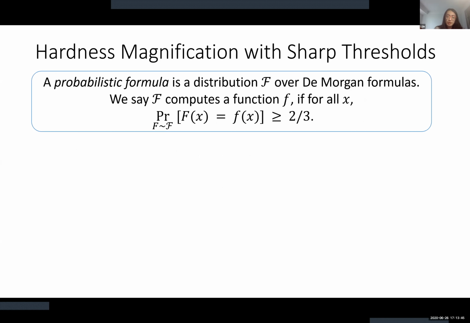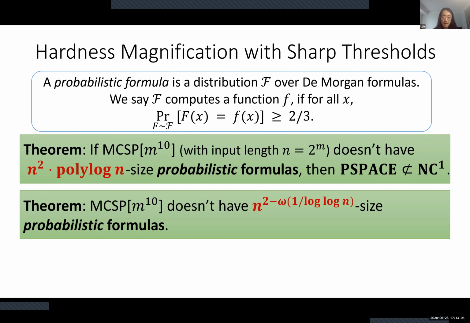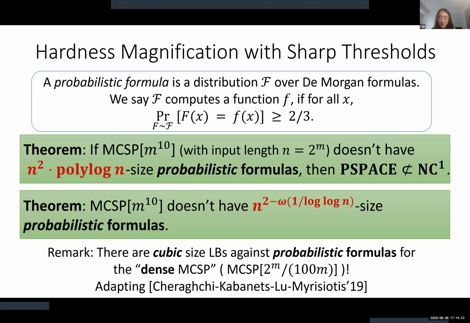So let's see. First, let me define what a probabilistic formula is. It's a distribution over De Morgan formulas. And we say it computes a function f if for all x it is correct with probability at least 2/3. And we show that if MCSP does not have n squared times polylog n size probabilistic formulas, then PSPACE is not in NC1. And also, we give a complementing lower bound that MCSP does not have n to the 2 minus 1 over log n size probabilistic formulas. So the gap is only n to the epsilon. And we remark that there are cubic size lower bounds against probabilistic formulas for the dense version of MCSP.